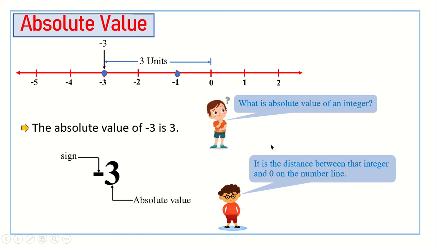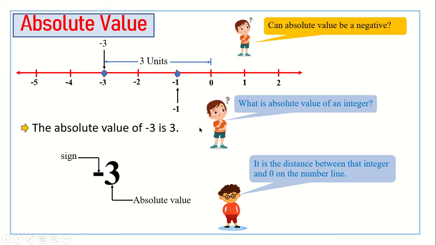Now, student, look, I've got -1. What do you think will be the absolute value of -1? In other words, what is the distance between 0 and -1? The distance between 0 and -1 is 1 unit. So we say that the absolute value of -1 is 1.